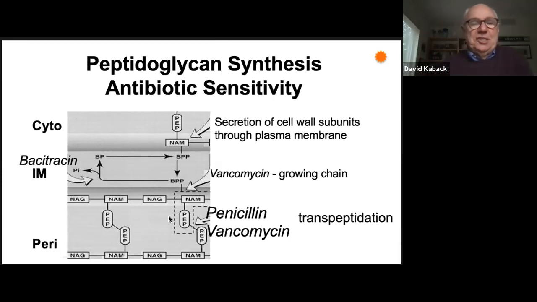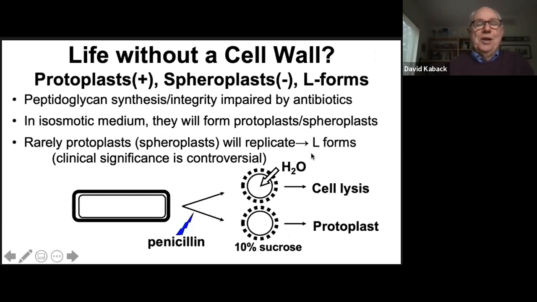This explains one of the things, which is why gram positives are so sensitive to penicillin: they have a very thick cell wall that needs to be there because they don't have an outer membrane, for example. All right, that said, if you grow a number of organisms in the presence of penicillin, it will actually produce a cell that lacks a cell wall or has a very flimsy cell wall.